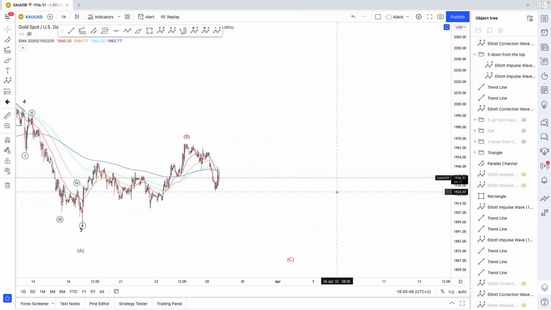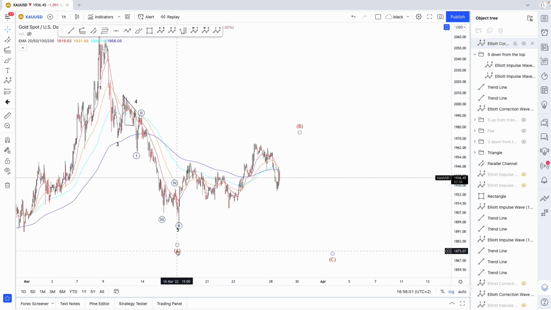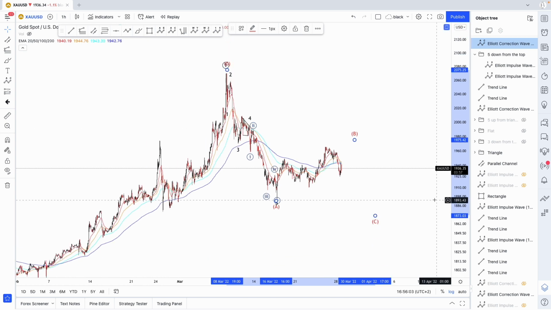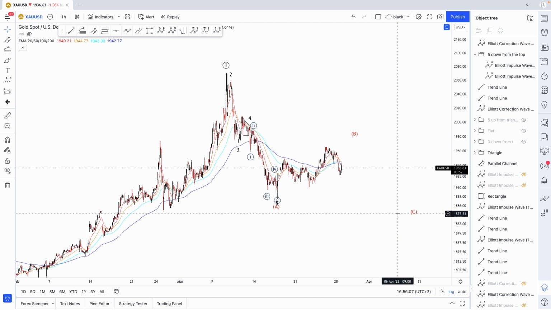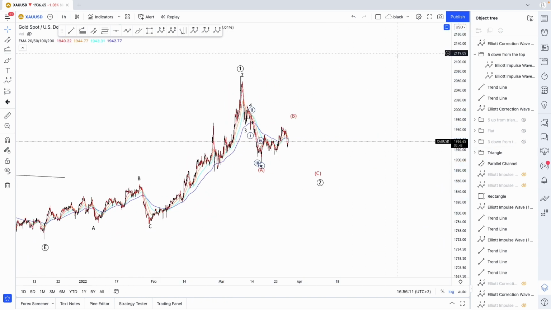Especially, I mean, could I count 5 waves here to the downside? I guess you could squeeze 5 waves there, but obviously it's not the best looking chart. It's not the best looking price action. And then obviously I'll look for one more move lower to then complete primary 2 and resume to the upside.